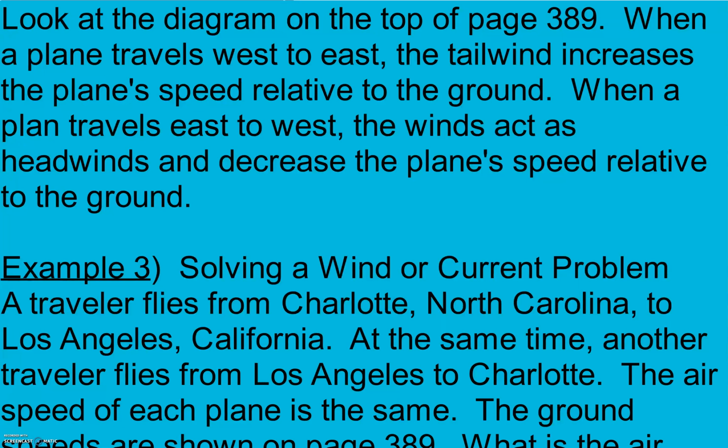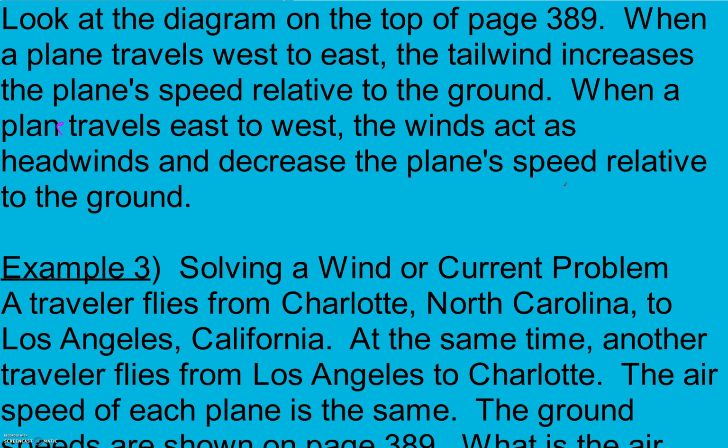Versus if we're walking into the wind, which is what happens when a plane travels east to west. So from New York to California. The wind acts as headwinds and it decreases the plane speed relative to the ground. Like when you're walking into wind and you have to try that much harder, it feels like, or when you run laps out on the track, when you run your mile. It always seems like one way is a little bit easier than the other, and that's because the wind either helps or hinders. So, a traveler flies from Charlotte, North Carolina to Los Angeles, California.